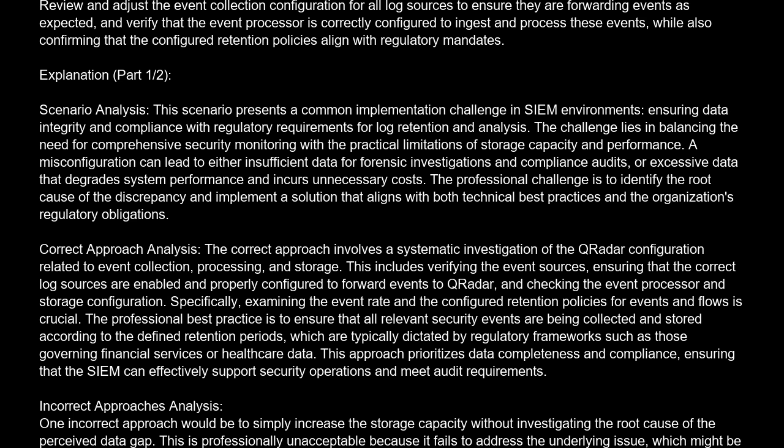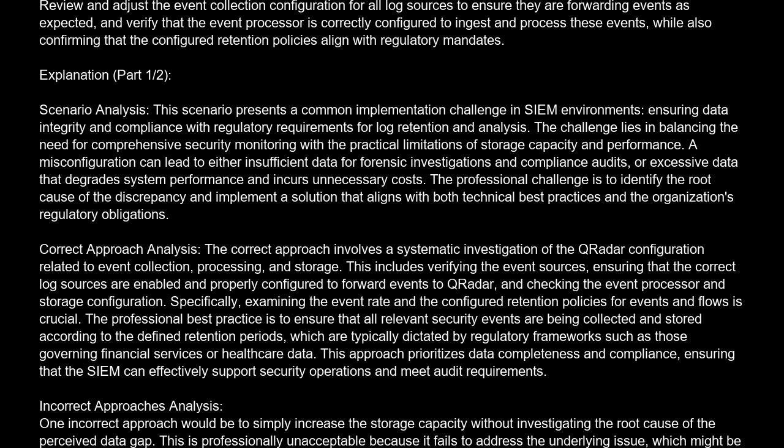Explanation. Scenario analysis. This scenario presents a common implementation challenge in SIEM environments: ensuring data integrity and compliance with regulatory requirements for log retention and analysis. The challenge lies in balancing the need for comprehensive security monitoring with the practical limitations of storage capacity and performance. A misconfiguration can lead to either insufficient data for forensic investigations and compliance audits, or excessive data that degrades system performance and incurs unnecessary costs.